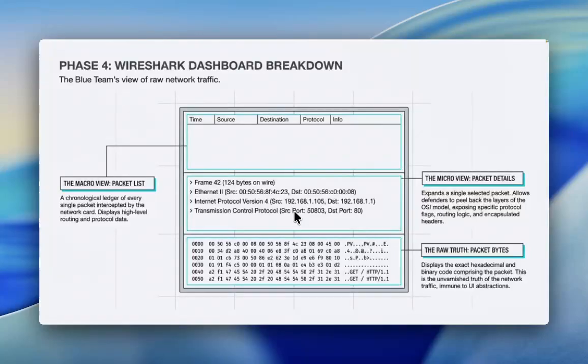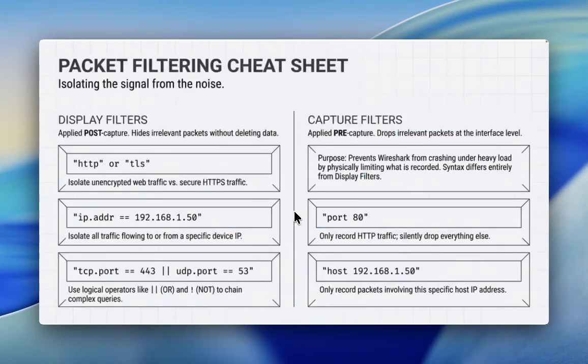Wireshark dashboard breakdown, the blue team's view of raw network traffic. The packet list: the macro view, the chronological ledger of every single packet intercepted by the network card, displays high-level routing and protocol data. Frame 42, Ethernet II, SRC, Internet Protocol version 4, Transmission Control Protocol. The packet details pane expands a single selected packet, allowing defenders to peel back the layers of the OSI model, exposing specific protocol routing logic and encapsulated headers. The packet bytes pane displays the exact hexadecimal and binary code comprising the packet. This is the unvarnished truth of the network traffic, immune to UI abstraction.